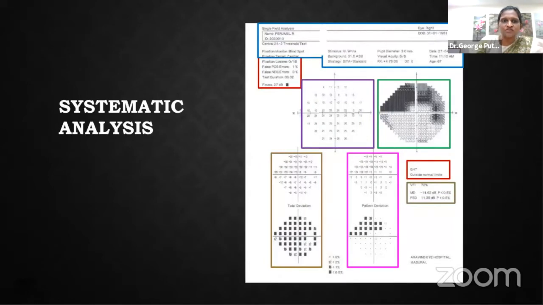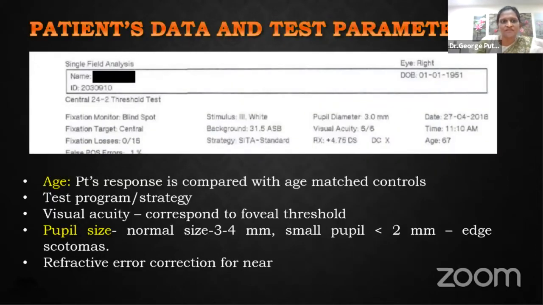The most commonly used is Humphrey automated perimetry, and the results need a systematic analysis. Usually it is divided into multiple zones for better interpretation. I will be elaborating on the salient features of each zone. The first zone is the patient's data and the test parameters. The most important is that the age of the patient should be correctly entered because the machine compares it with age-matched controls. And the refraction should be done appropriately before doing the visual fields.